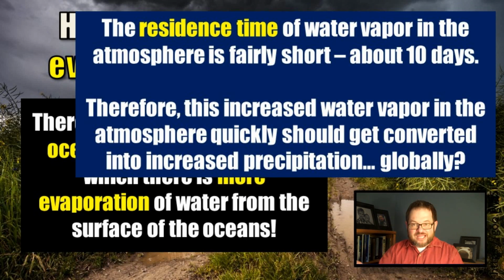We have to keep replacing that water vapor that is being converted into liquid water and turning back into rain. It's a continuous process of evaporating more water vapor to replace the water vapor that's being precipitated out. And that process is pretty fast. The residence time of water vapor in the Earth's atmosphere is pretty short.